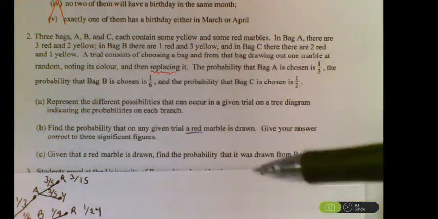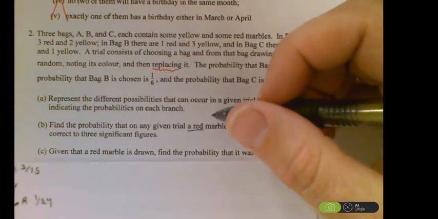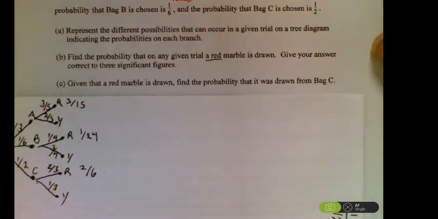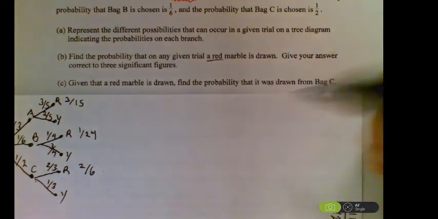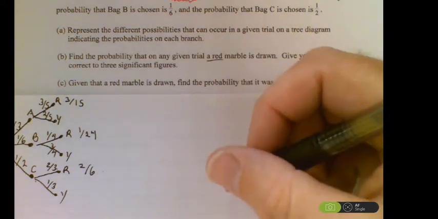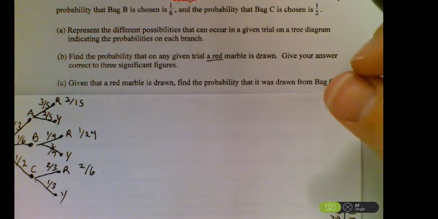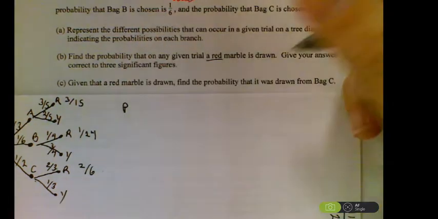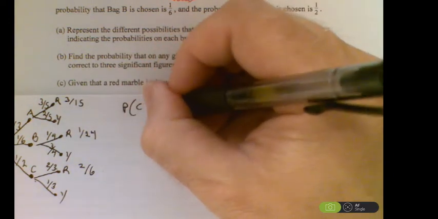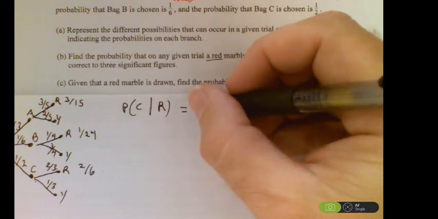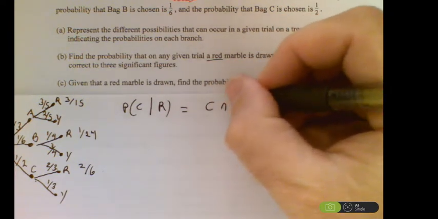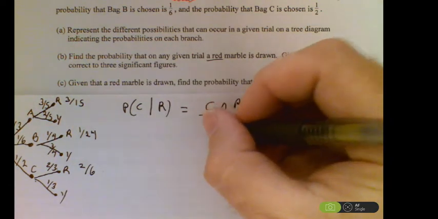Let's just look at the last one here for part C. Given that the marble that was drawn is red, find the probability that it came from bag C. This one's worth taking a look at. Remember how we set these up: we put the given on bottom and the and statement on top. So we're saying what's the probability that it came from bag C given that it was red. So bag C and red out of the given, which was red.